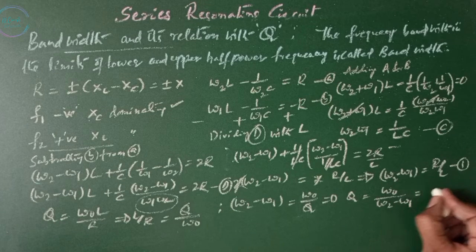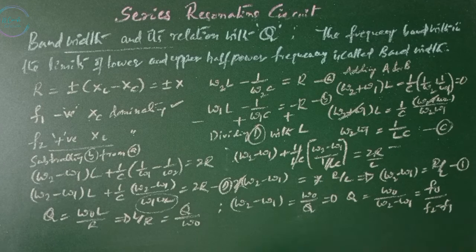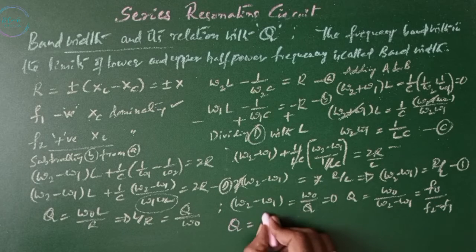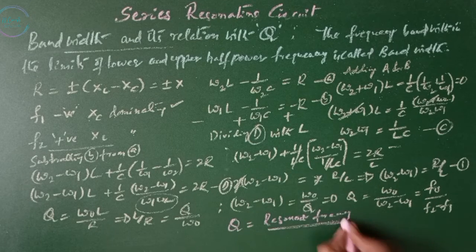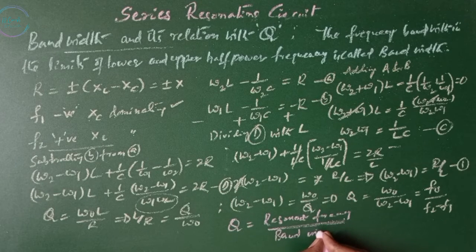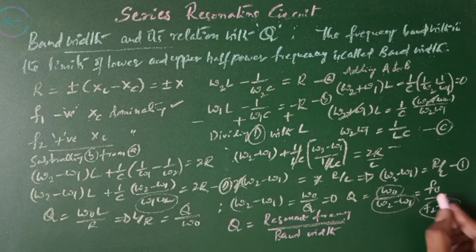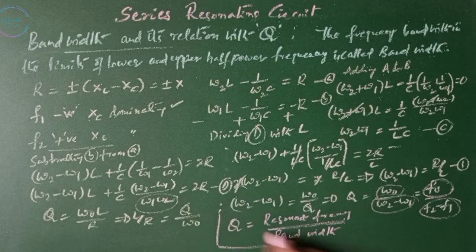Now let us change them into frequencies, that is F naught divided by (F2 minus F1), where F naught is the resonant frequency. Q factor Q equals the resonant frequency divided by (F2 minus F1), which is nothing but bandwidth. The relation between Q and bandwidth is this.